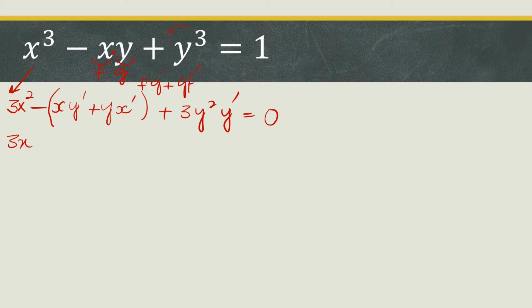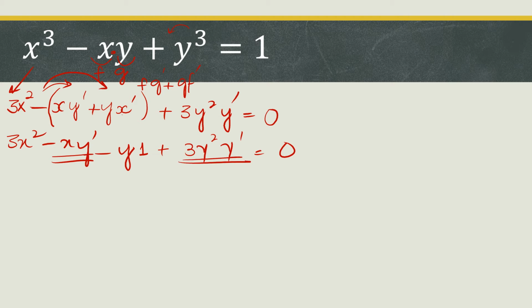So now open the bracket, minus xy prime, and here you will have minus plus minus y, and x prime is 1, so no need to write this 1, or if you want to write it down, plus 3y square y prime equals to 0. Now keep the y prime on the left hand side and the rest of the terms bring on the other side. So minus xy prime plus 3y square y prime, keep them on the left side.